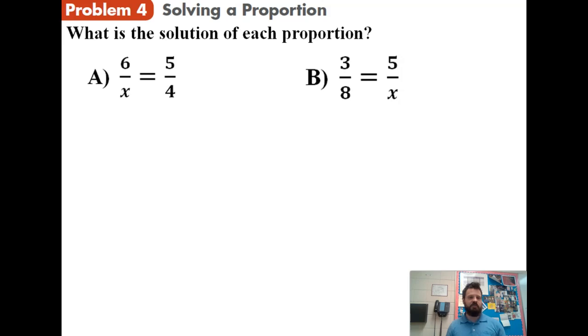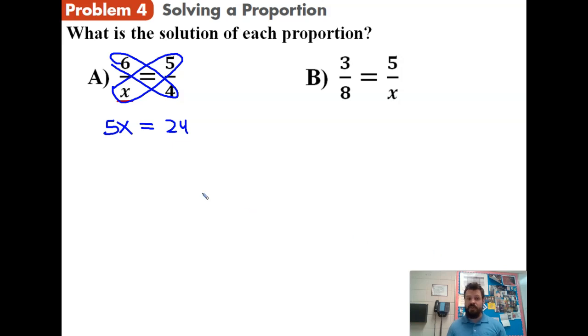So let's look at how to solve proportions. In problem 4, what's the solution to each proportion? In other words, for the first example, we have 6 over x equals 5 over 4. We want to know what x value makes this proportion correct. Okay, what makes it hold true? And to do that, we'll take the cross product, or we'll cross multiply. I'm going to say x times 5 is just equal to 5x. And that's going to be equal to the other cross product, 6 times 4, which is 24.